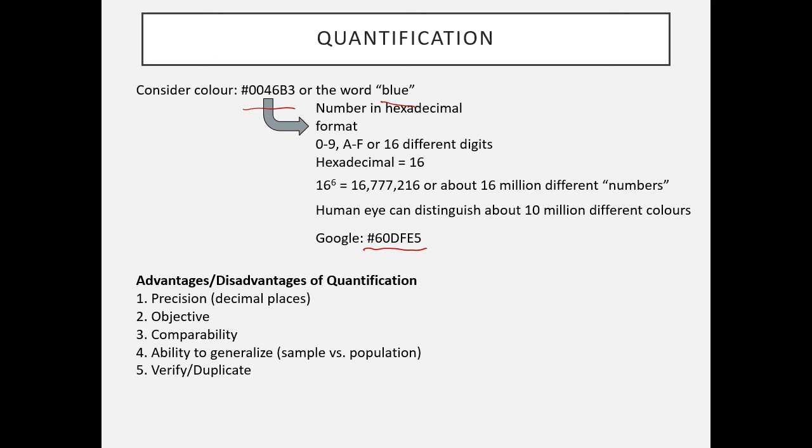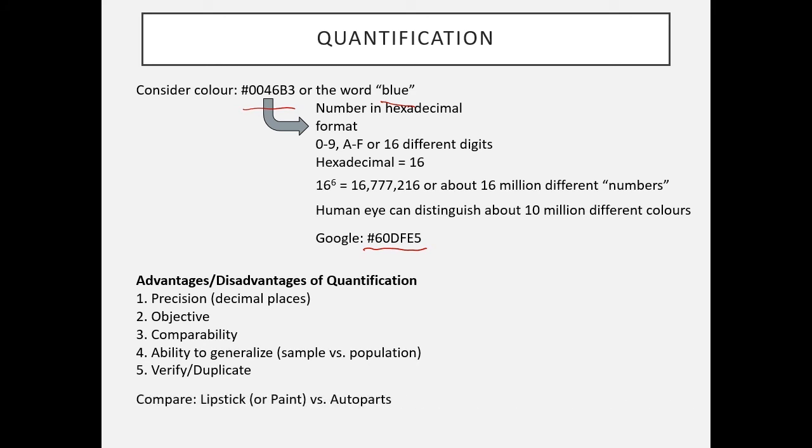For example, and it's not just colors, of course, it could be many other things. We're going to be doing something later, I'll talk about it in this lecture, the ability to generalize. That means to say, can we take a small sample or a small group and then generalize to a much larger group or the population? Also, we can verify or duplicate. And in fact, this is one of the big uses of quantification. If you think about it in terms of colors, if you want to have exactly the same color in a different place, it's easy to do if you have the specific number.